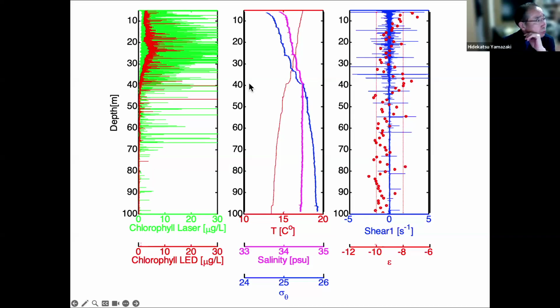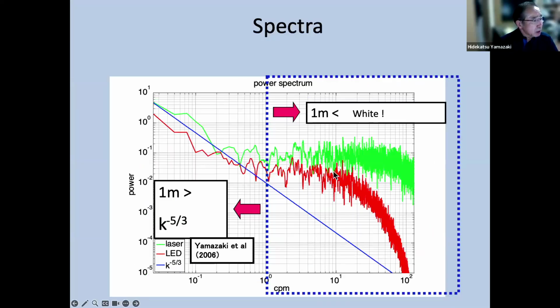Okay, let's go to this time series again. Having a time series, what do you do first? We often compute the spectrum. So I did. Red, this is LED. Green, this is laser. Less than 1 cycle per meter, or bigger than 1 meter scale, this is the -5/3 turbulence spectrum, equivalent to turbulence spectrum. But beyond that, the red one shows some color, but the green, laser, shows pretty much flat white noise. Because the red one is LED, we have a resolution limitation. That's why there's a coloring feature.